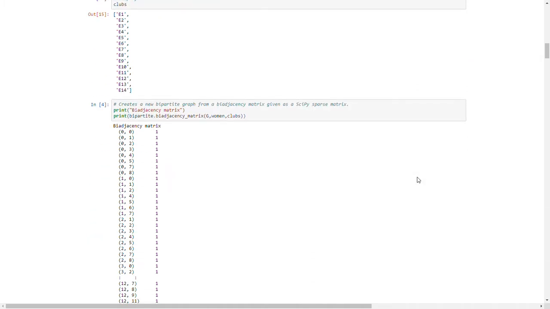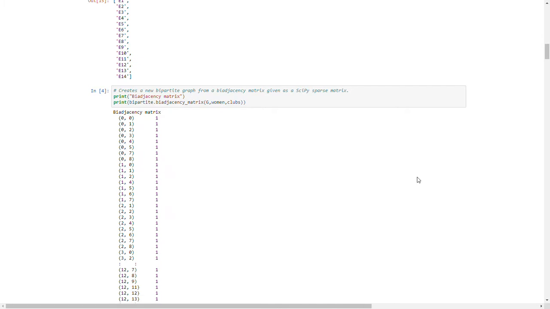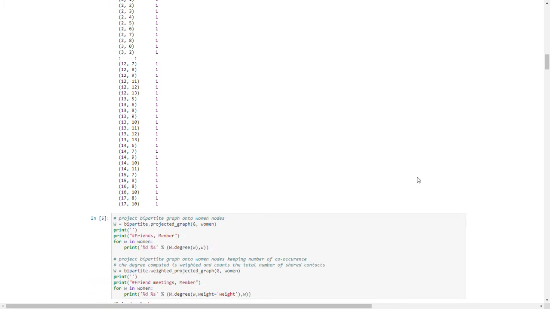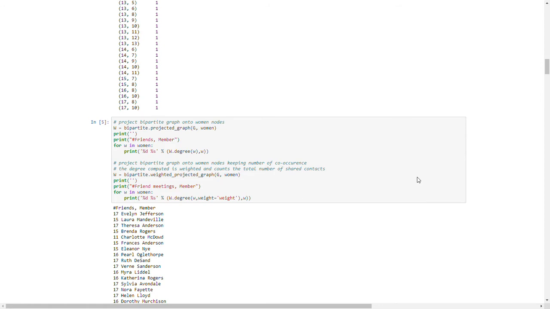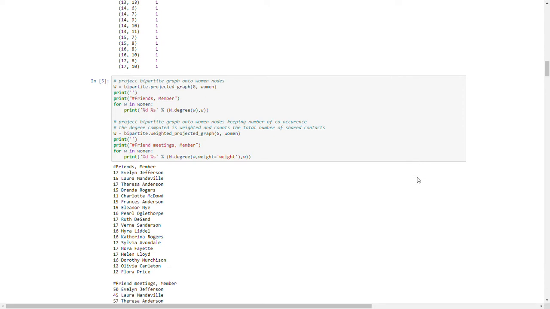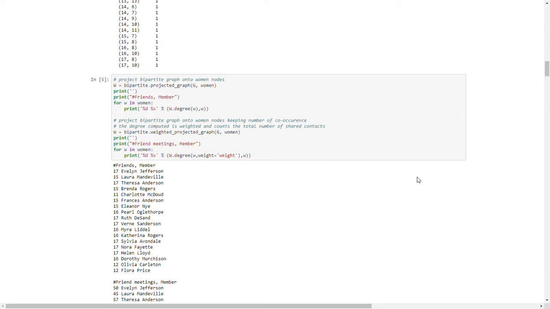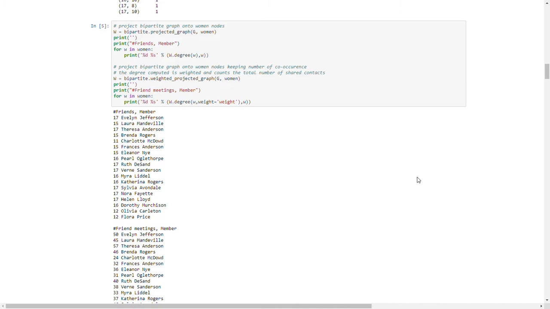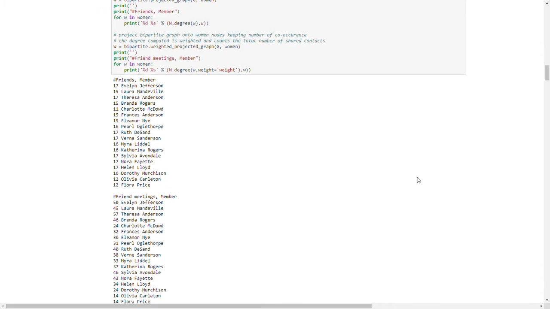So breaking that out into a biadjacency matrix, you can see here, so then we can further put this together and look at the degrees. So the number of friends members and the number of friends meetings members. We can see Evelyn Jefferson at the top here. And then once again, Evelyn Jefferson is at the top for the count of degrees of members.